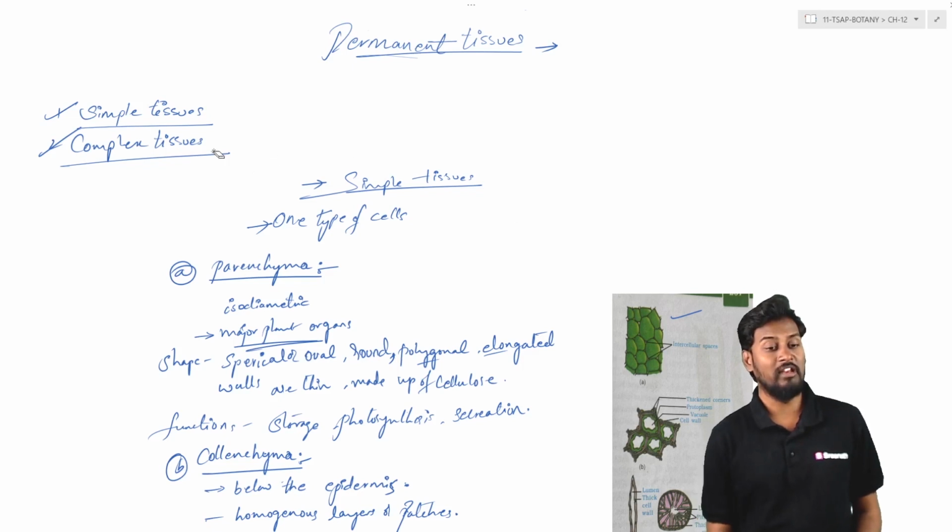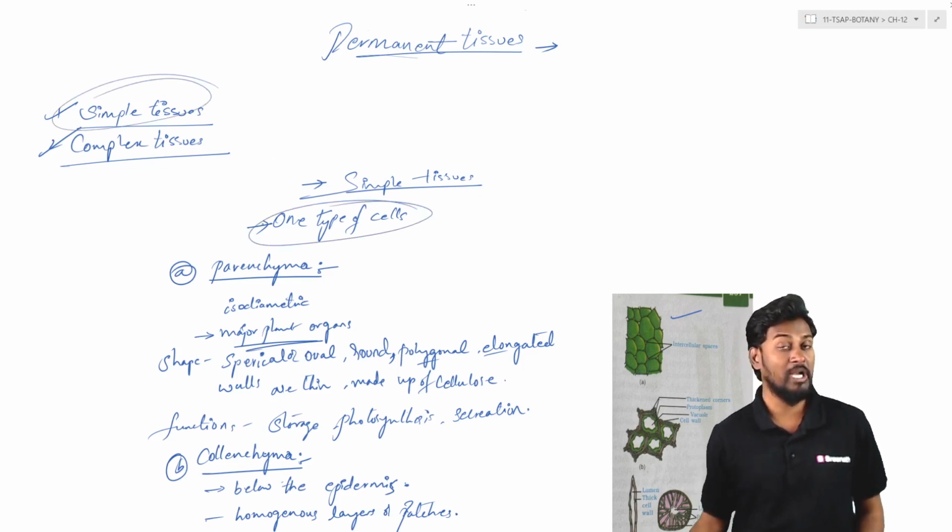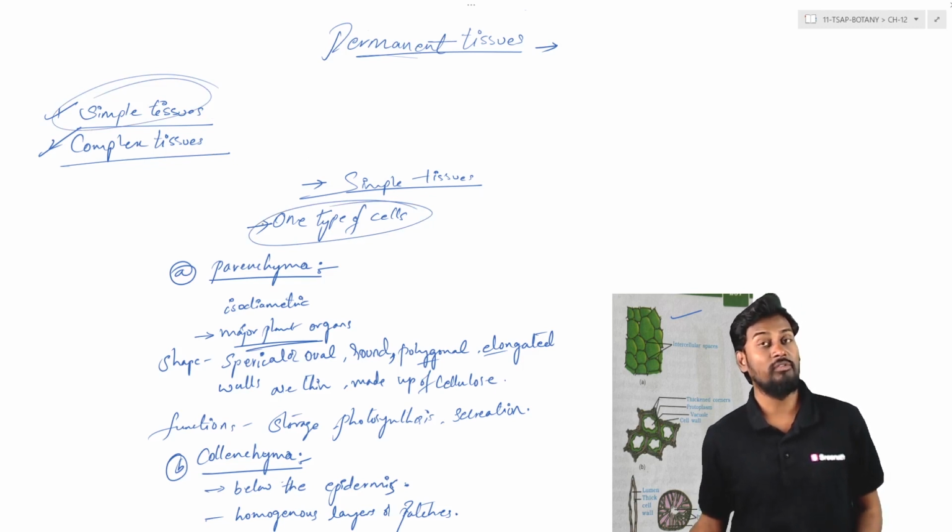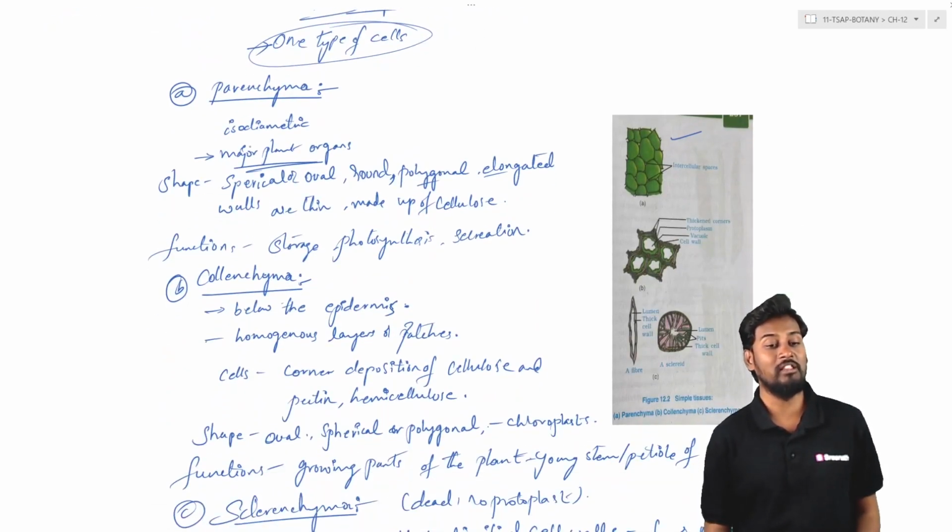So here we can see the simple tissue is the one which is generally made up of one type of cells. So if the tissue is made up of one type of cells, then it is called as simple tissue, and we can say that they are divided into three different types. One is the parenchyma, రెండోది వచ్చేసి collenchyma, మూడోది వచ్చేసి Sclerenchyma.